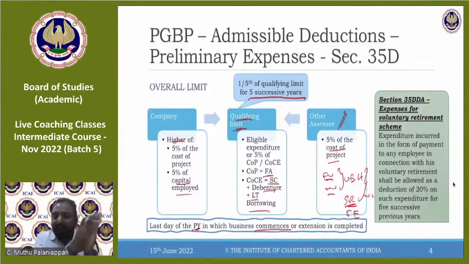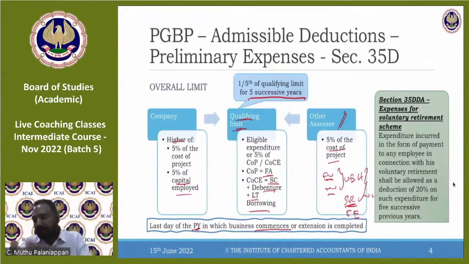So that is section 35D. Now, there is another section, 35DDA.